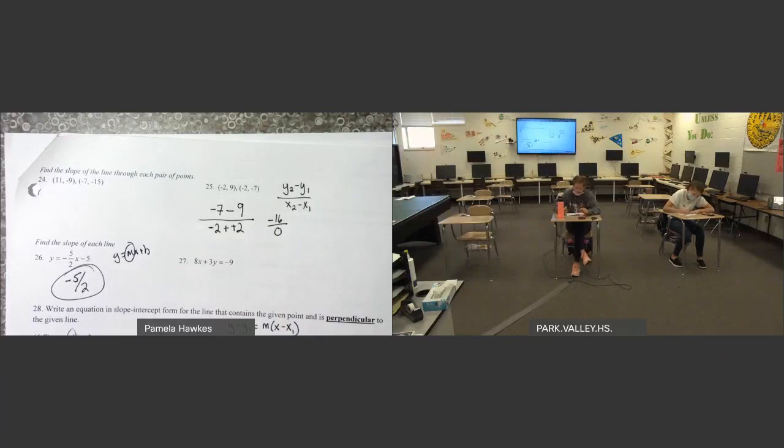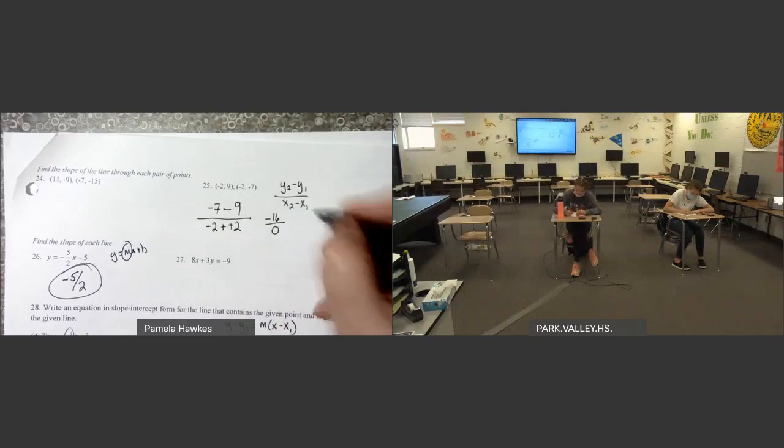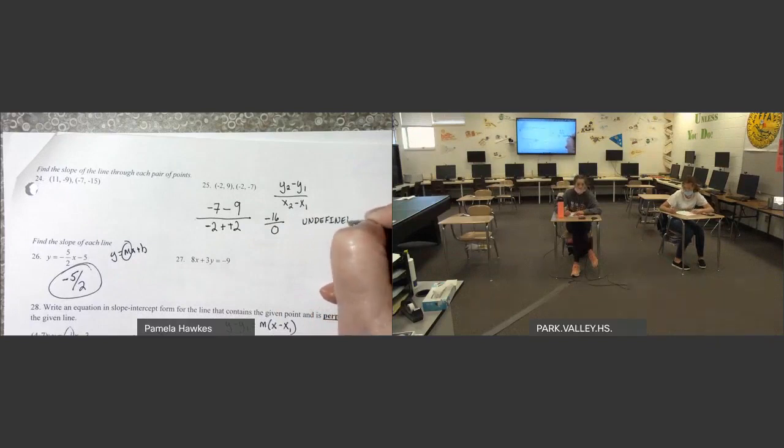What's the problem? Can't have 0 in the denominator. So what is it? Undefined. Which means what kind of a line is it? Vertical line. Very good.